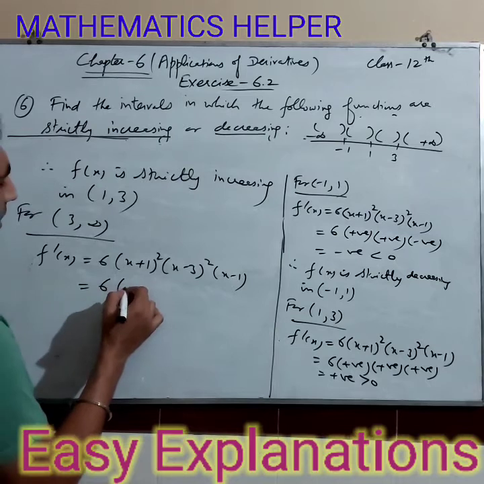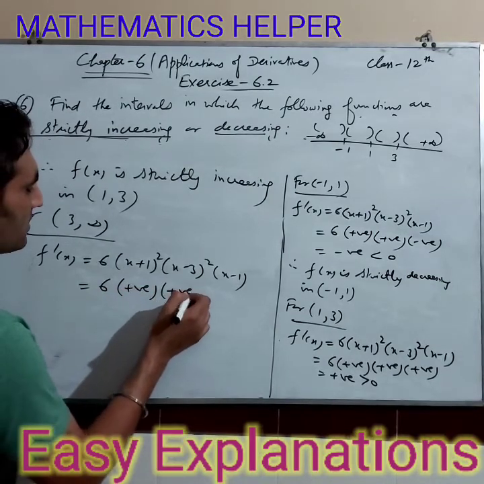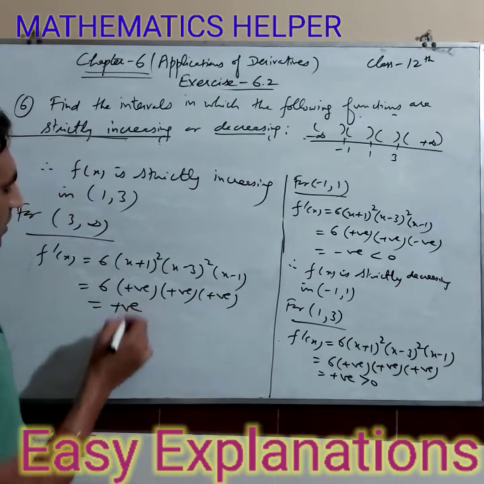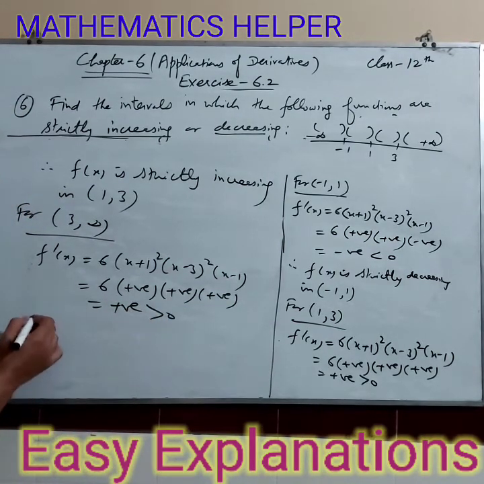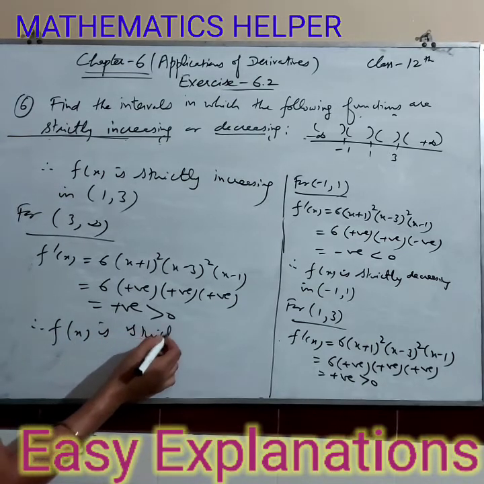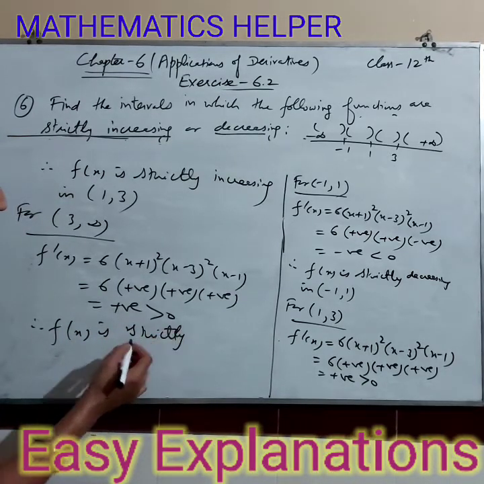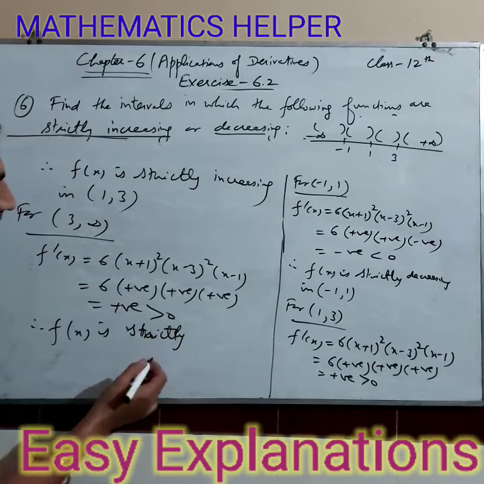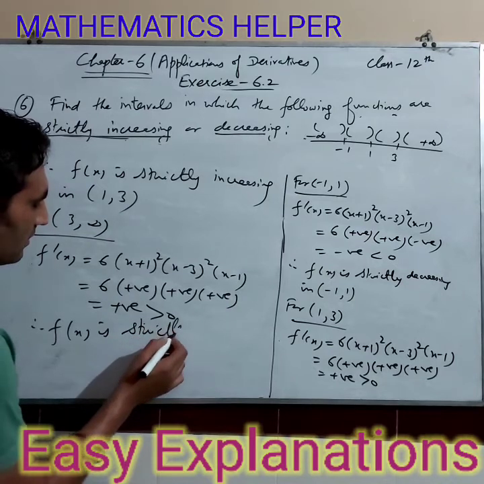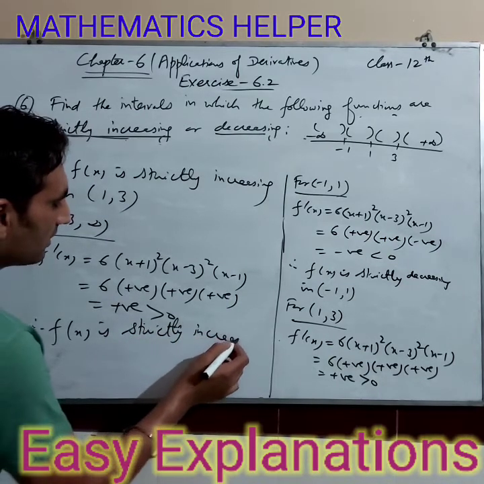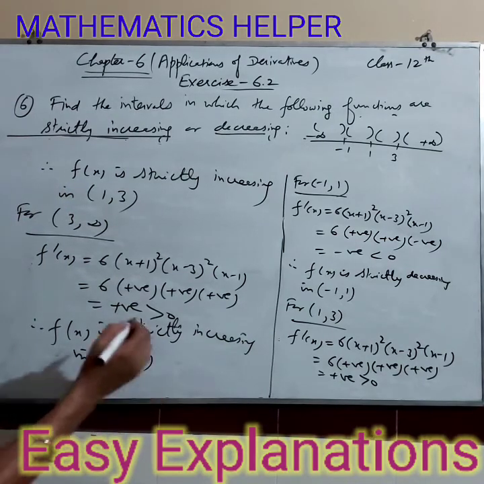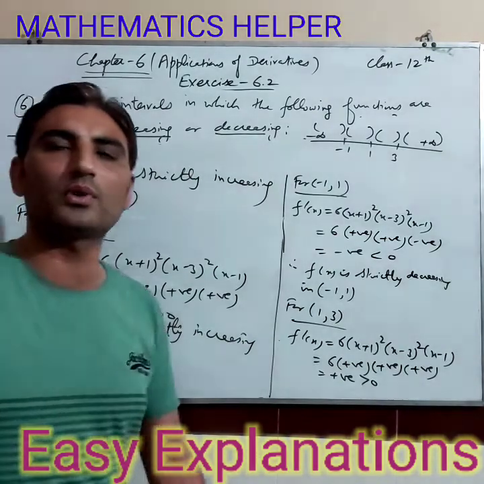So for 4, they both will remain positive because of squares. Last will also give positive sign, so ultimately your sign is positive, which is greater than 0 for the answer. Therefore f(x) is strictly increasing in 3 to infinity. This was the last part of question number 6.